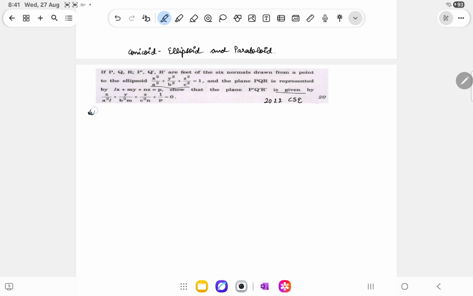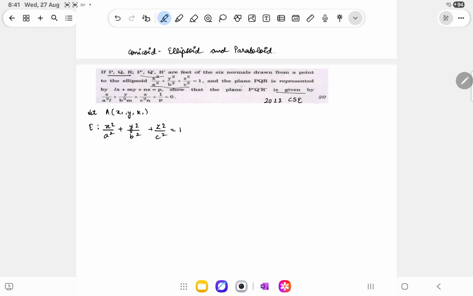So let capital A, (x1, y1, z1) be any point, and a normal is drawn from point A to this ellipsoid. My ellipsoid is basically x square by a square plus y square by b square plus z square by c square equals 1. So normals from A are drawn to this ellipsoid, and the normals have basically 6 feet, and those feet are represented by P, Q, R and P dash, Q dash and R dash.